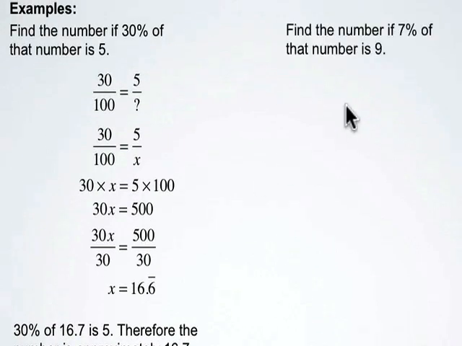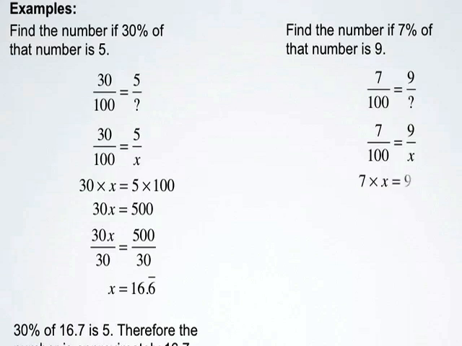Find the number if 7% of that number is 9. So 7%, 7 out of 100, is 9 of that number, 9 out of question mark. We assign the variable x. The variable could be anything in this case, any letter, but we tend to work with x. I cross multiply. 7 times x is 9 times 100, so 7x equals 900. Divide by 7 to isolate my x.